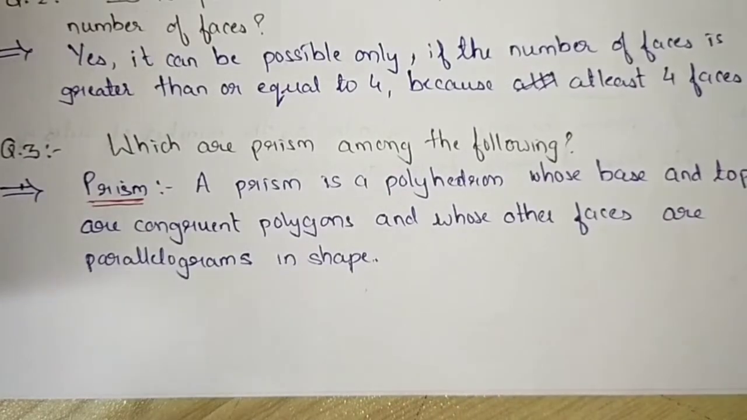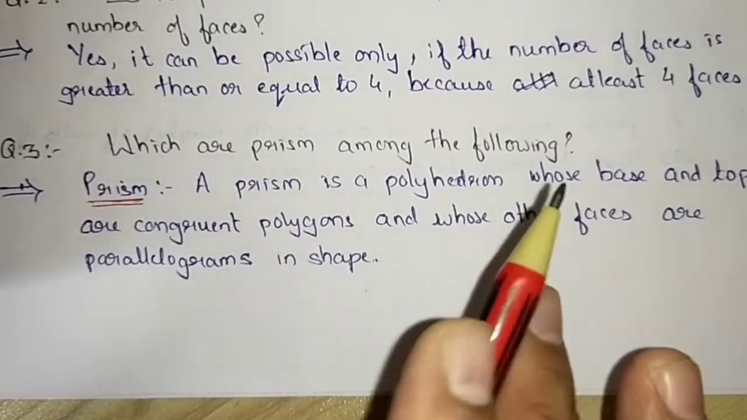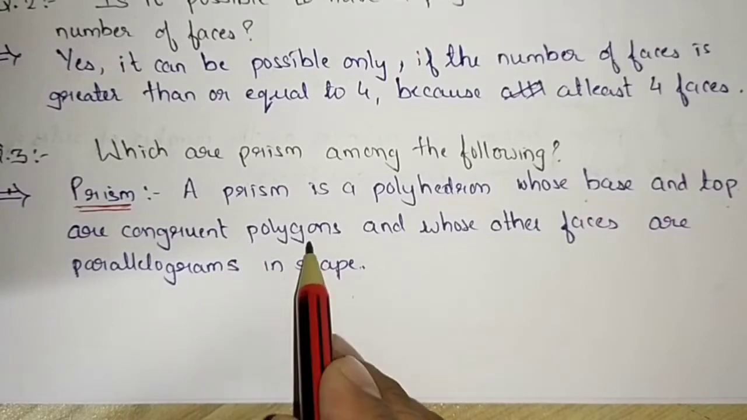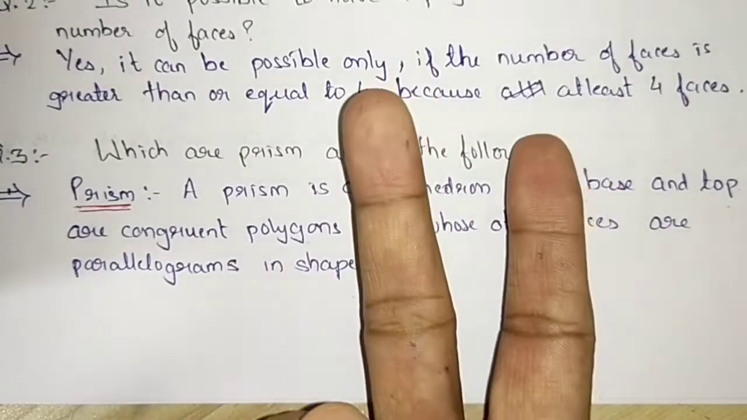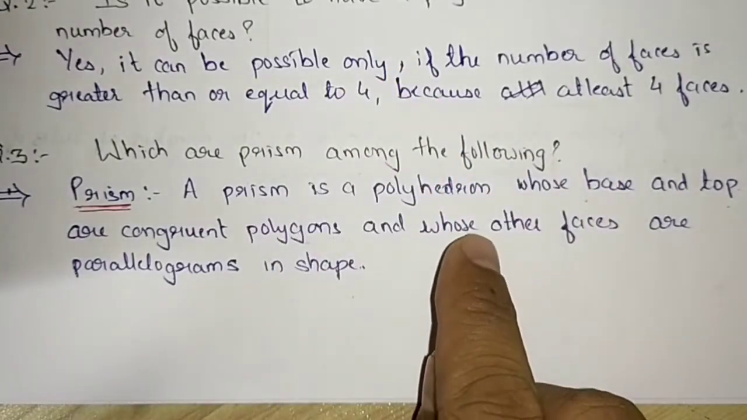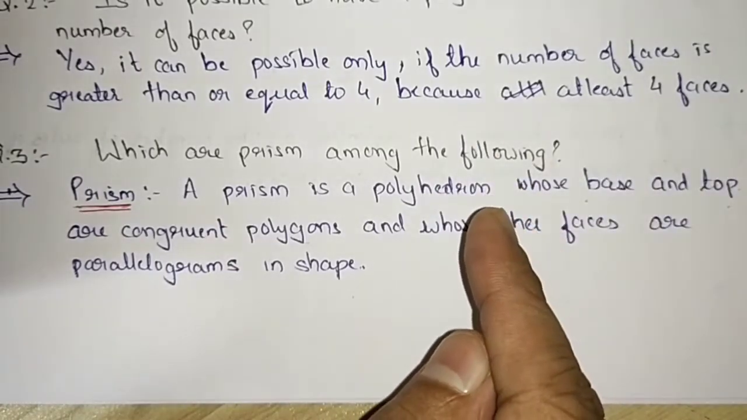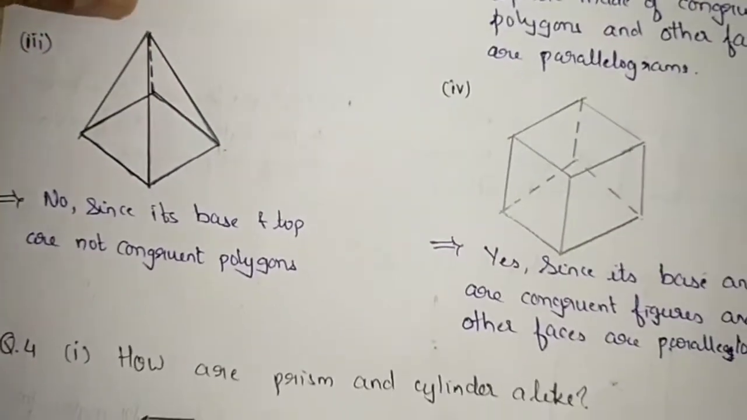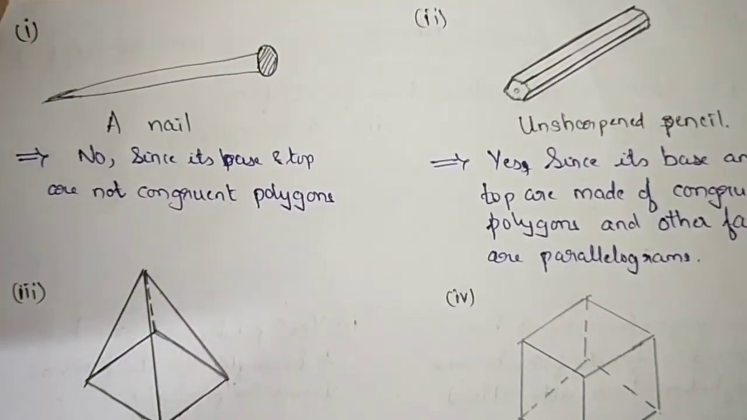Okay, but for solving this, we must know the definition of the prism. I have already mentioned: those polyhedra whose base and top are congruent polygons. They must be congruent polygons. Two conditions I have told. The top and bottom must be congruent polygons. And the second one is whose other faces, the sideway faces of the given solid, must be parallelograms. Let us see the diagrams, the figures. The first one is a nail.